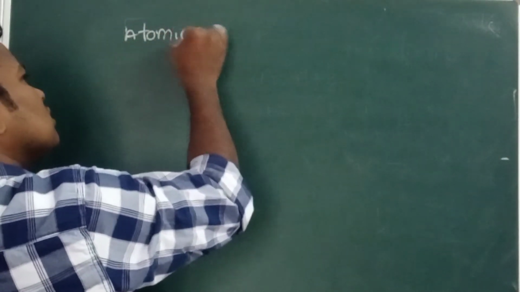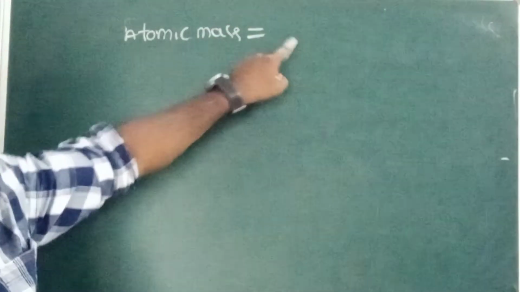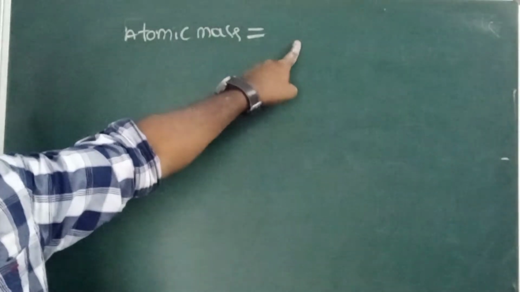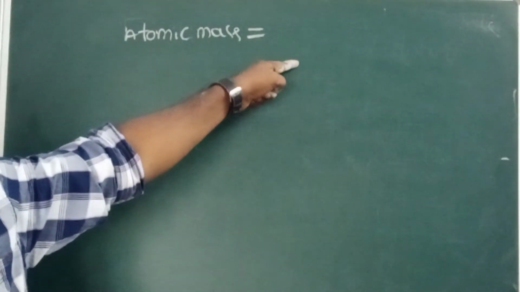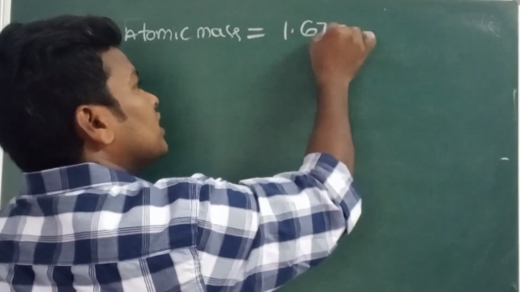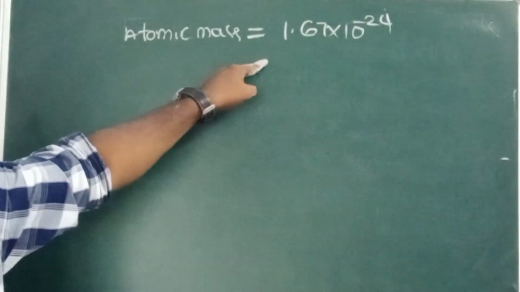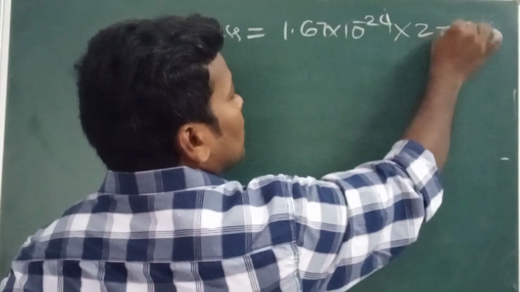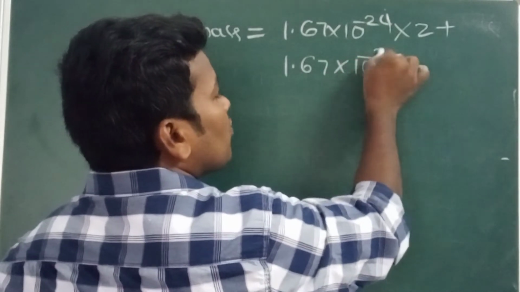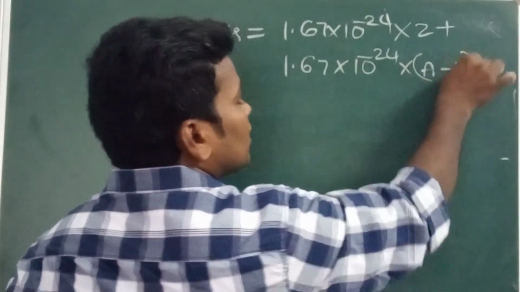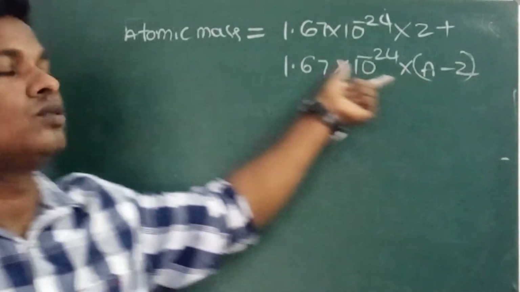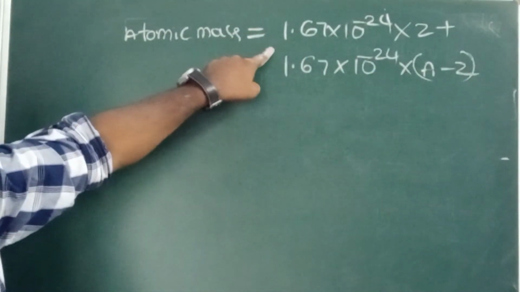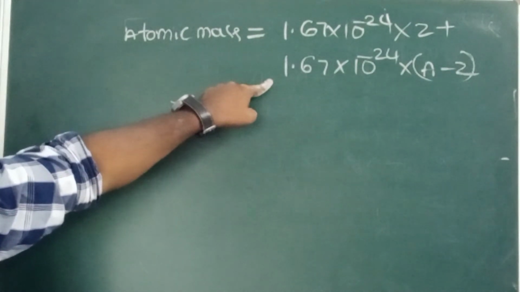Just remember the values. So atomic mass is equal to mass of the proton into Z plus mass of the neutron into A minus Z. So you can write 1.67 into 10 to the power of minus 24 grams; if you want to take kg, you can do that, into Z plus 1.67 into 10 to the power of minus 24 into A minus Z. The 1.67 into 10 to the power of minus 24 has to multiply the A and also the Z. So now you can write it like this also: this is the mass of the proton, this is the mass of the neutron.